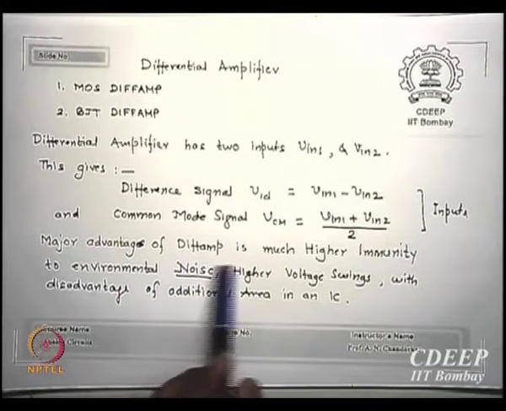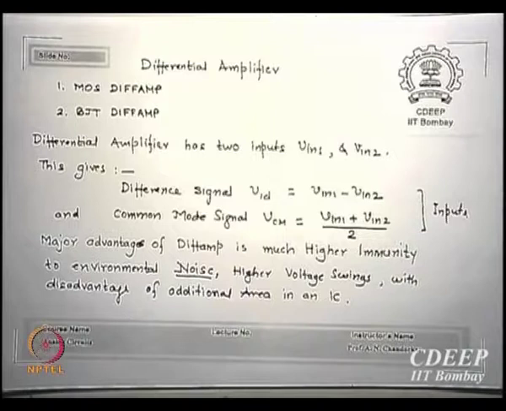Major advantage of diff amp is it has a much higher immunity to environmental noise. Please remember, in a normal single ended amplifier, if noise comes at the input, what will happen at the output? Noise will also get amplified by the amplifier along with the signal. So first you had millivolt, microvolt noise, and later millivolt noise came. By the time you reach the second stage, you see only noise, right?